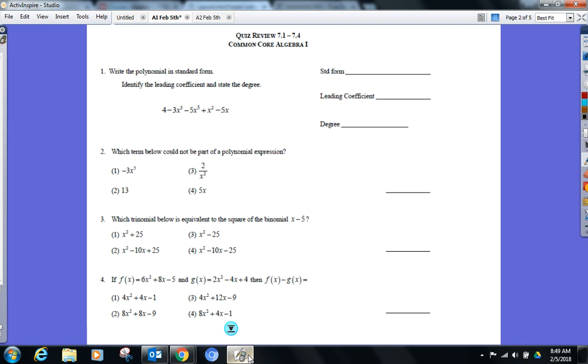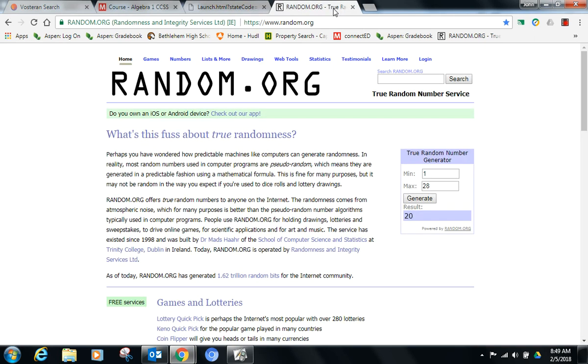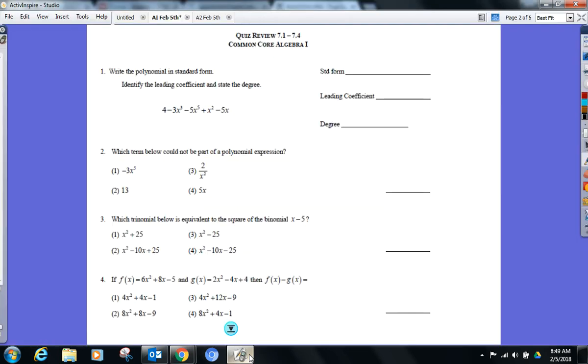Here we go. Number one from the quiz review. Put it in standard form first for me, that polynomial. Standard form, again, means order of the exponents goes from greatest to least.